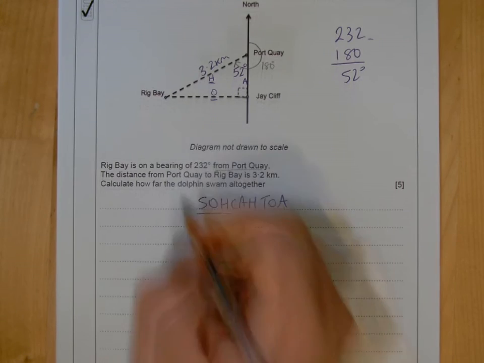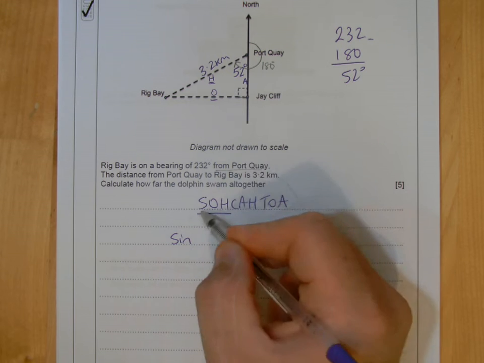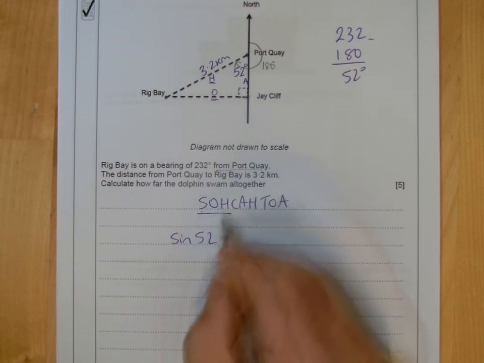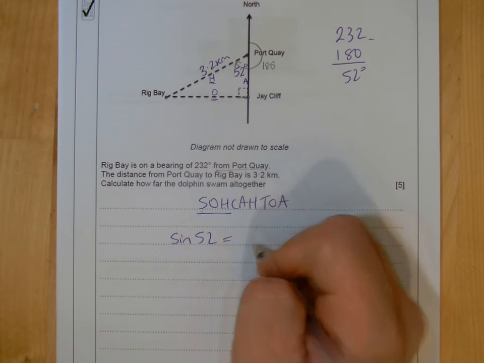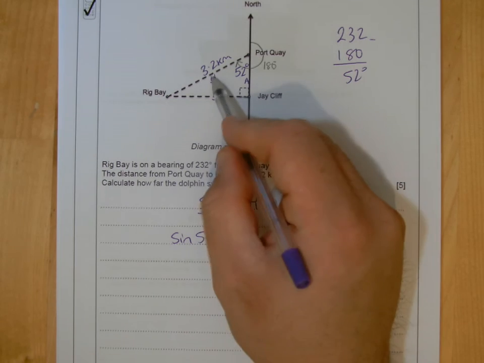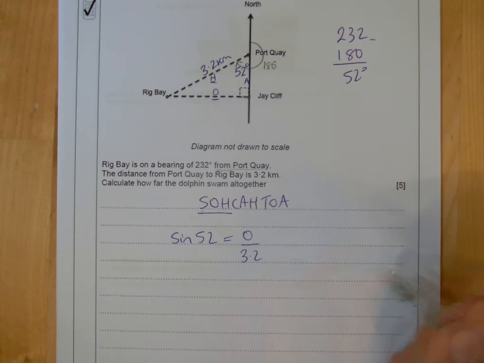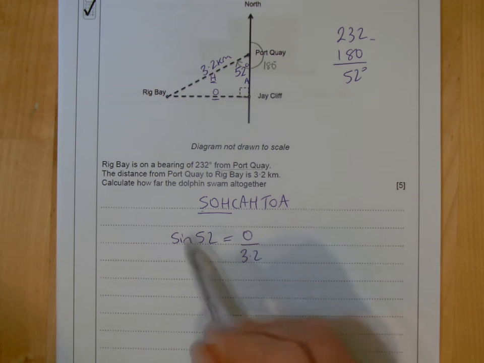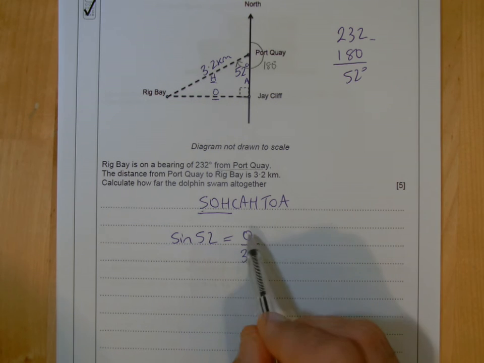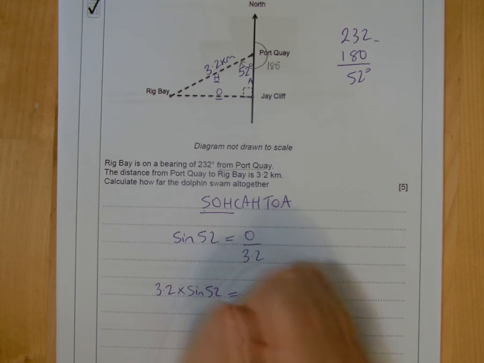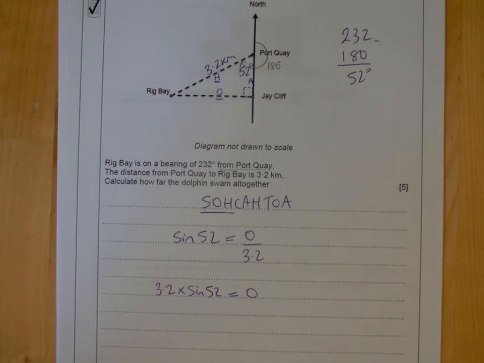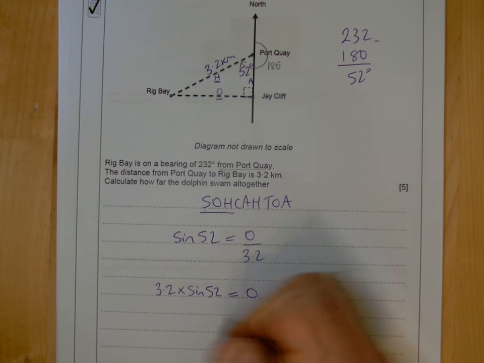So quite simply, all we've got to do now is do sine of the angle, 52, and follow the order of this: opposite over hypotenuse. So the opposite, I don't know what that is, and the hypotenuse, 3.2. So I've got this equation set up here in terms of sine. To work out the opposite, I'm dividing by 3.2, so take it over and you multiply. So 3.2 times sine 52 will be the opposite there.